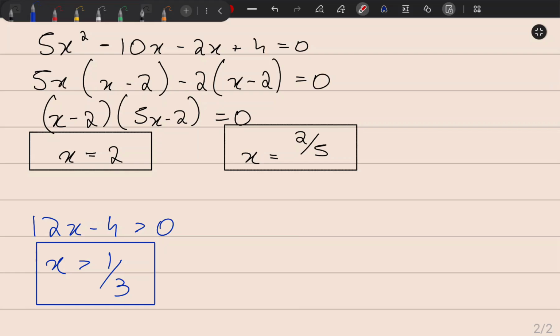So there you have it. Our answers are x is equal to 2 and x is equal to 2 upon 5.